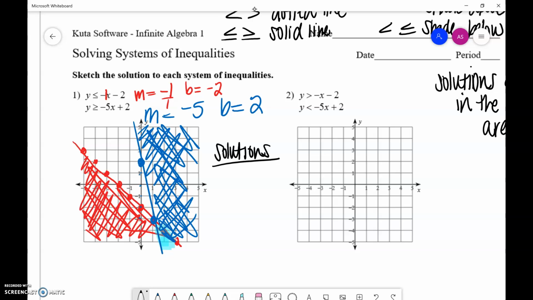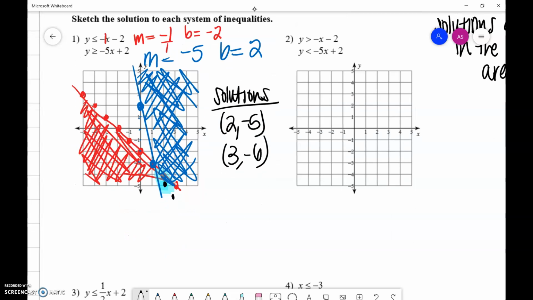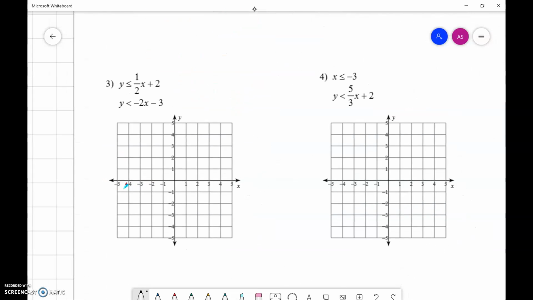So I can say that (-2, -5) is a solution. And let's get one more. It looks like we have (3, -6) if I keep going down. So we do (3, -6). Okay, and that's it. All right, let's look at number 3. I'm going to let you do the evens on your own.